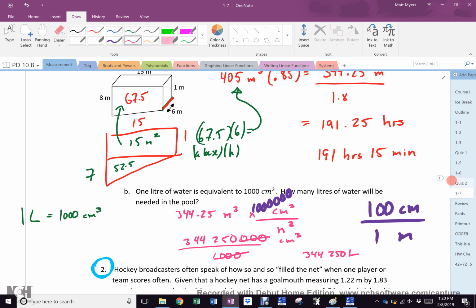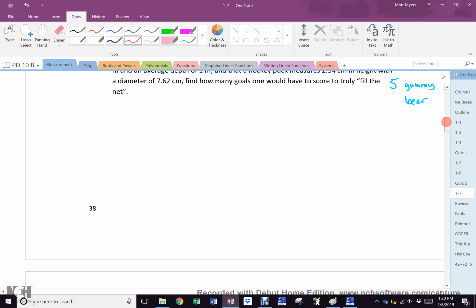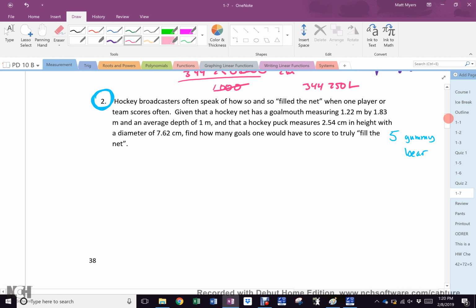Right. Hockey, fill in the net. Everybody said, oh, I'm filling the net. It must be volume. That's looking at the net from the top down. Does everyone agree? What shape is a puck? Puck's a circle. What is right there? Empty space. The pucks cannot fill all the space involved. So it is not volume.